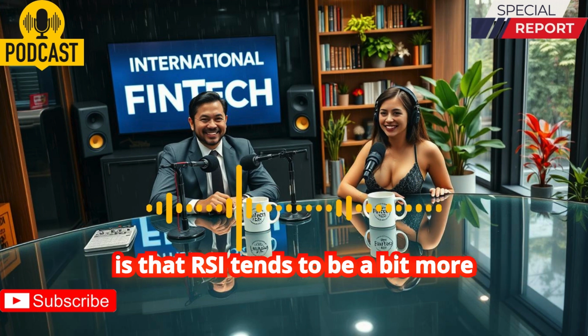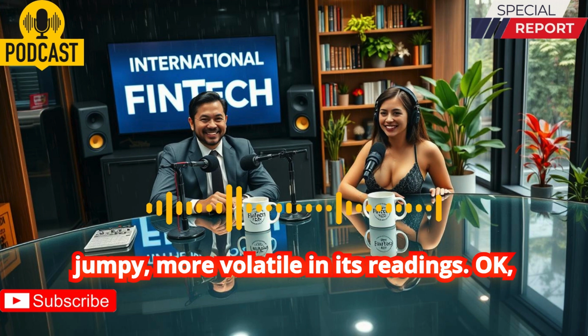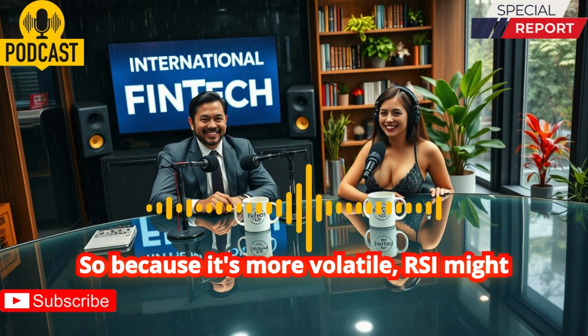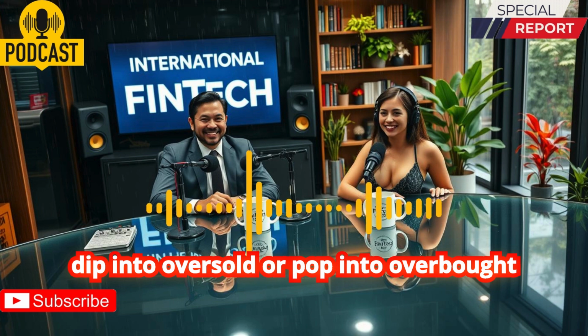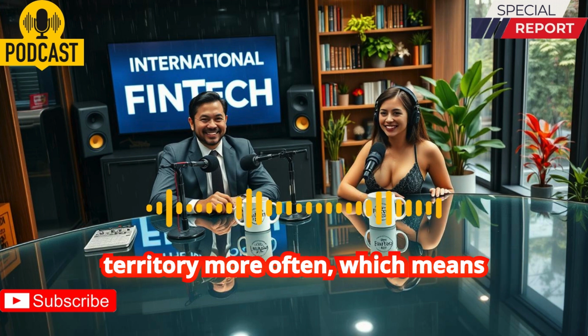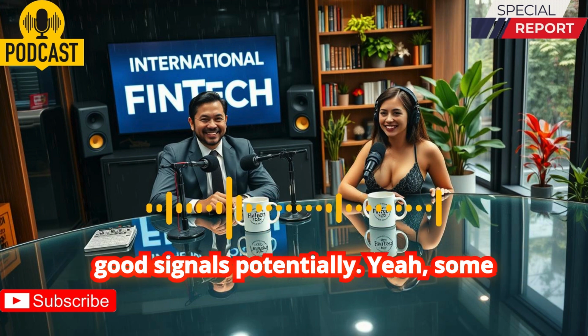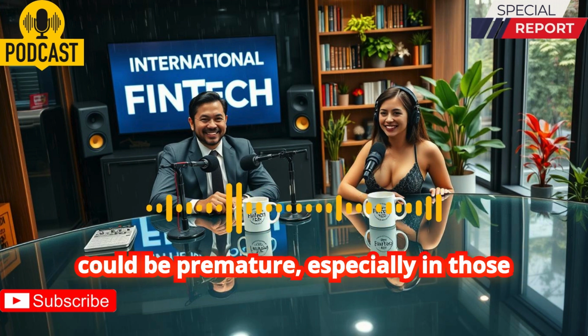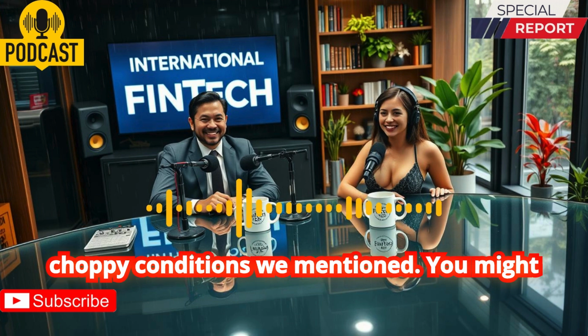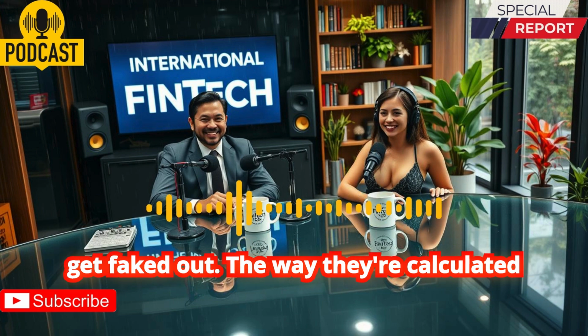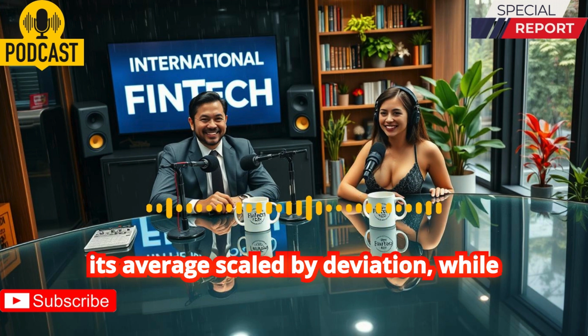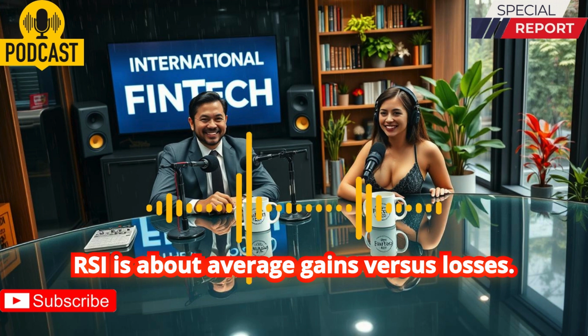Well, the observation is that RSI tends to be a bit more jumpy, more volatile in its readings. Okay. So because it's more volatile, RSI might dip into oversold or pop into overbought territory more often, which means more potential signals. But maybe not all good signals. Potentially, yeah. Some could be premature, especially in those choppy conditions we mentioned. You might get faked out. The way they're calculated is different. CCI looks at price versus its average, scaled by deviation, while RSI is about average gains versus losses.